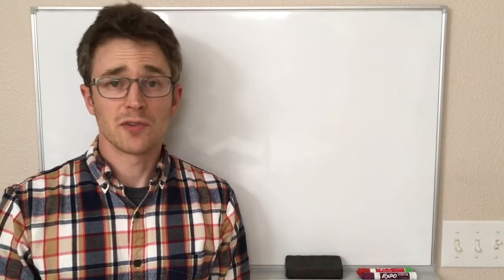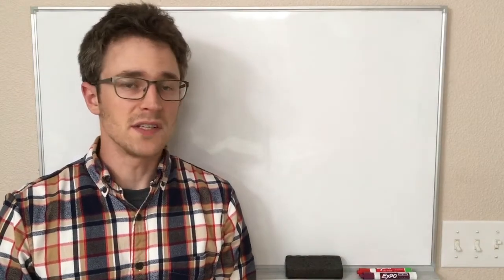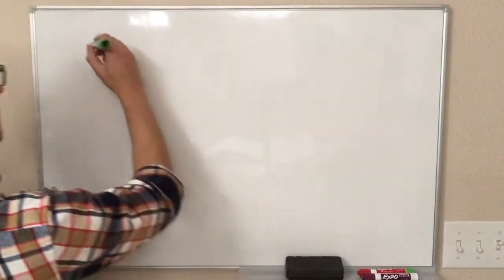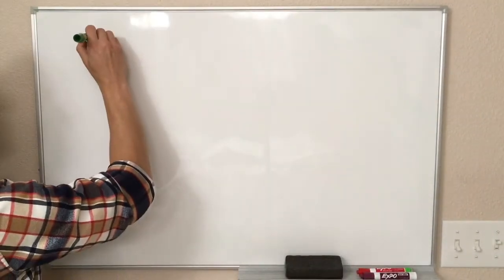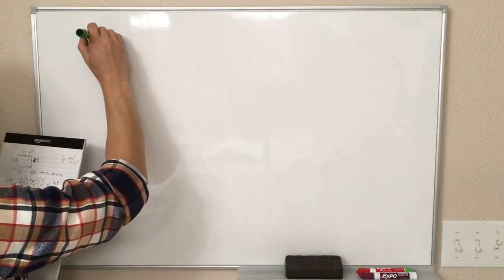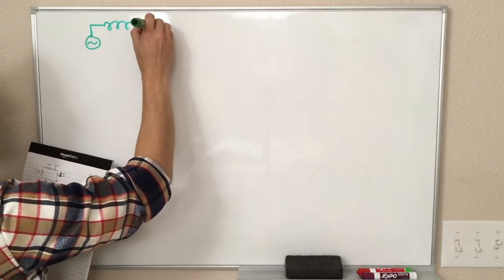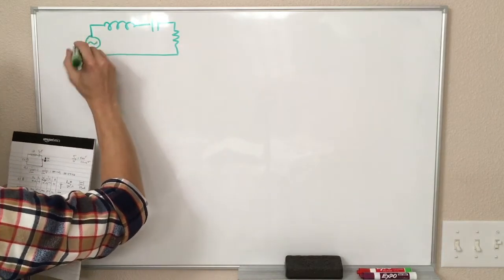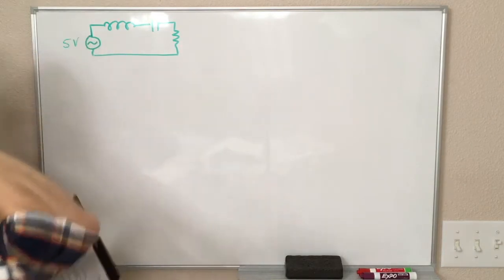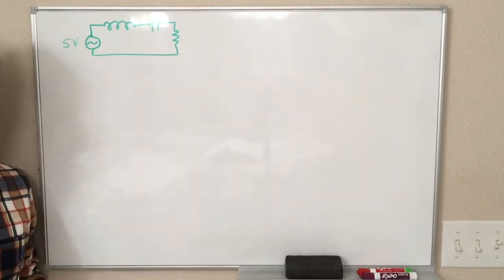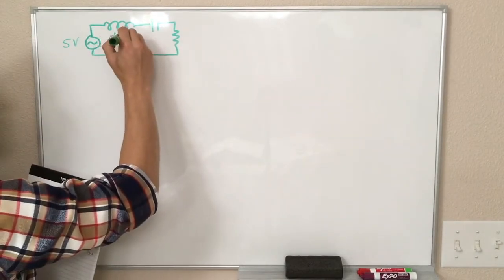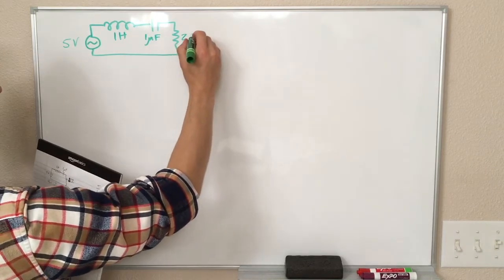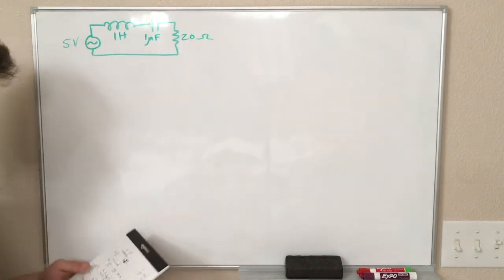Now I wanted to look at a specific resonant example to tease out a few more important points. So let's say we have the following circuit. I'm going to write it small so we have lots of room. We have an AC voltage source that is connected to an inductor, a capacitor, and a resistor all in series. This is a 5-volt source, and we are going to change the frequency of it, so I'm not going to write a frequency yet. This is a 1 Henry inductor, a 1 microfarad capacitor, and a 20 ohm resistor.